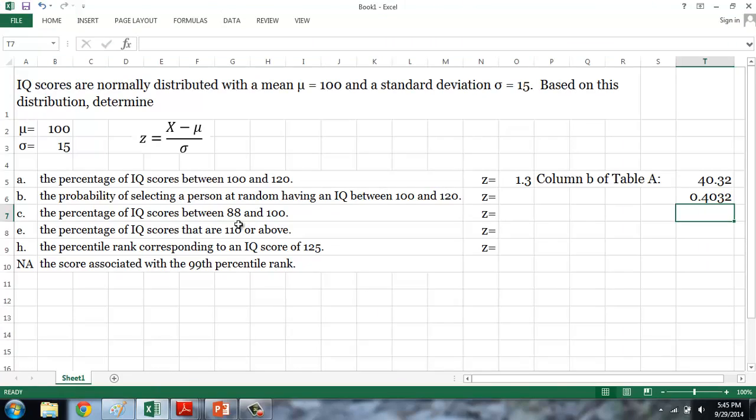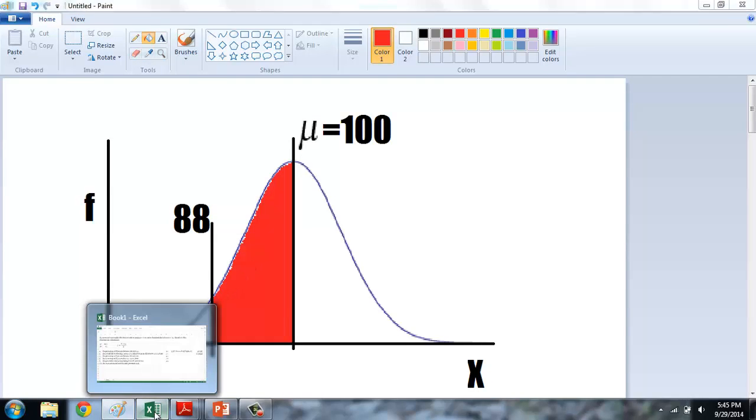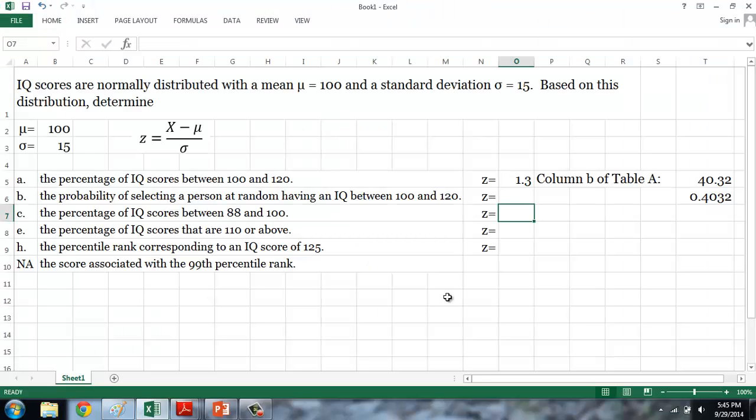And again, I'm looking for the area between that score and the mean. So this area. The first step is to calculate the z-score for a score of 88, which is equal to 88, our score, minus the mean, divided by the standard deviation. This gives us a negative z-score, which tells us that 88 is 0.8 standard deviations below the mean.